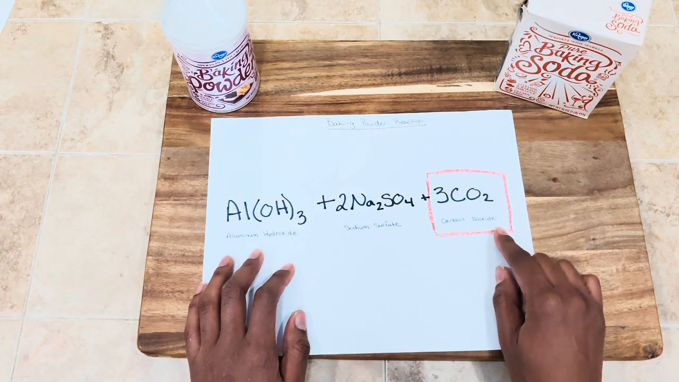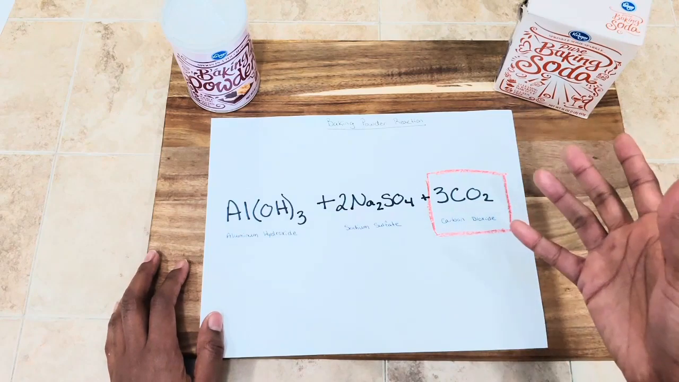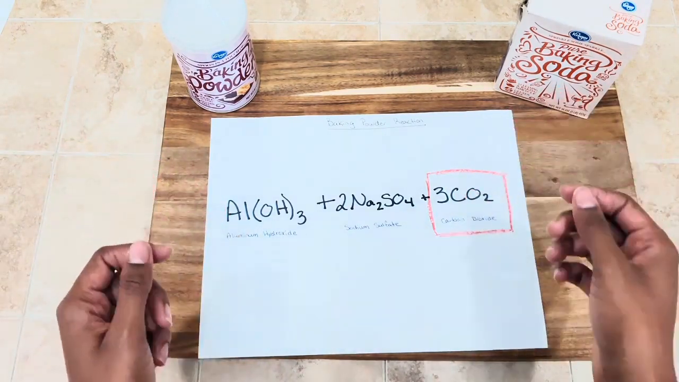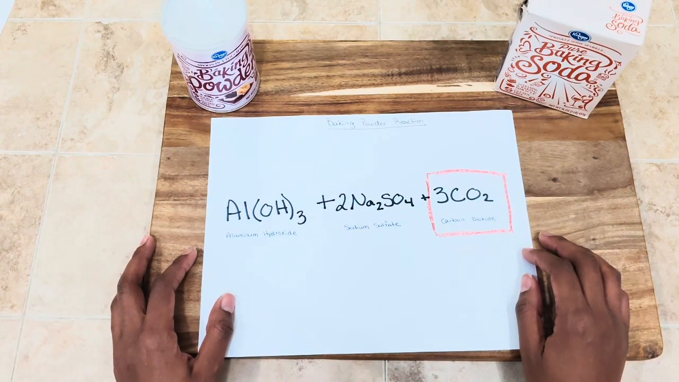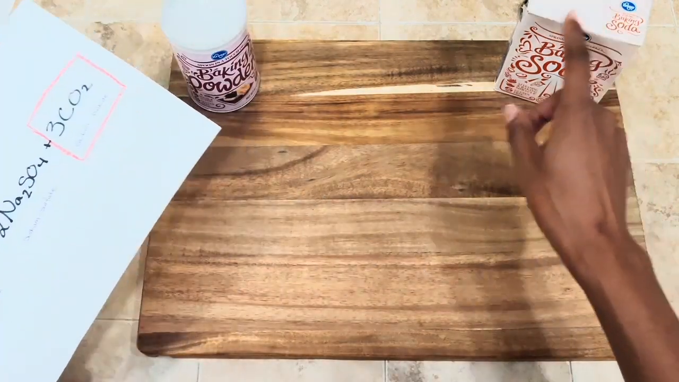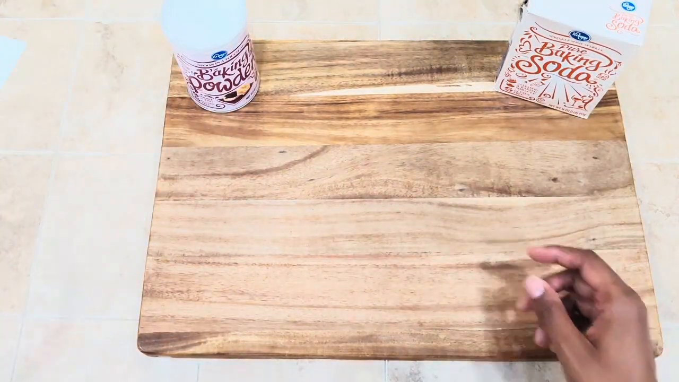Now, carbon dioxide is where those air bubbles are coming from, where we get the lift and all the nice fluffy texture that we love in cookies and cakes and things like that. So let's go ahead and do a small experiment so you can see what the difference is between the baking soda and baking powder.